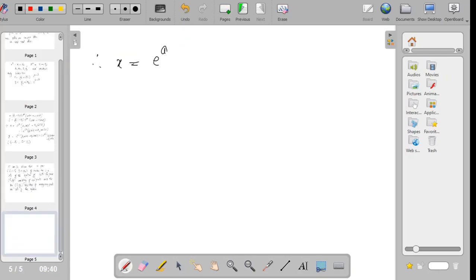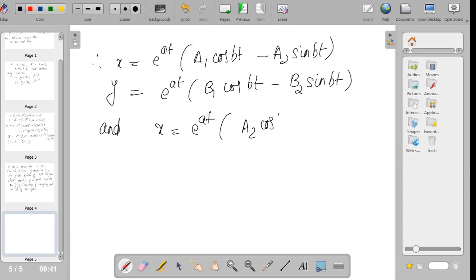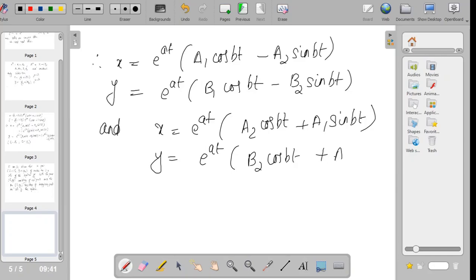x equal to e raised to at (a1 cos bt minus a2 sin bt) and y equal to e raised to at (b1 cos bt minus b2 sin bt), and the imaginary portion is x equal to e raised to at (a2 cos bt plus a1 sin bt), and y equal to e raised to at (b2 cos bt plus b1 sin bt). So these are solutions of the system.